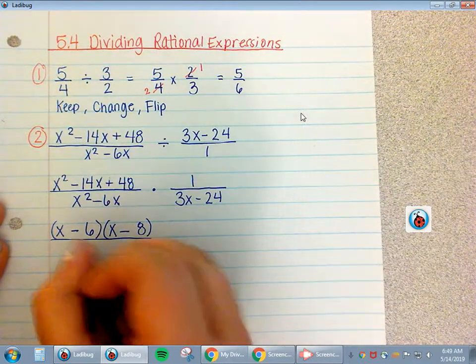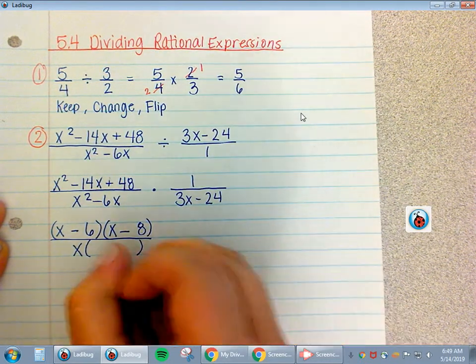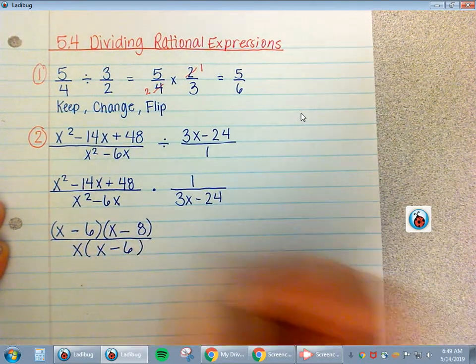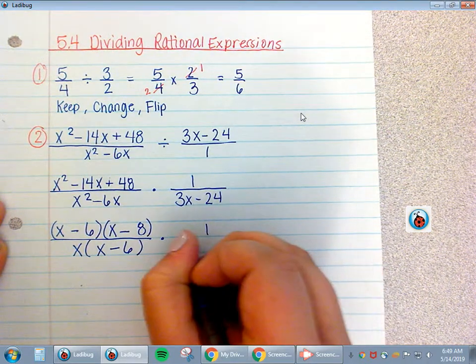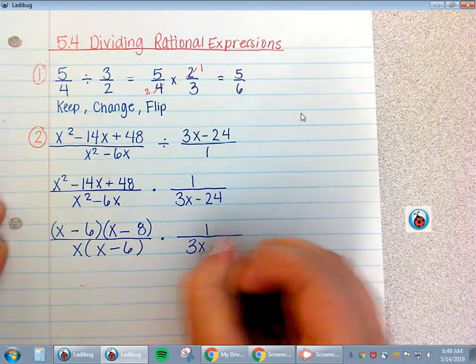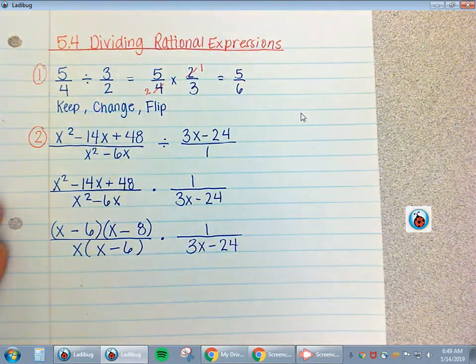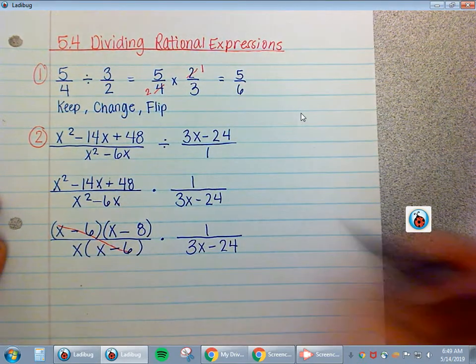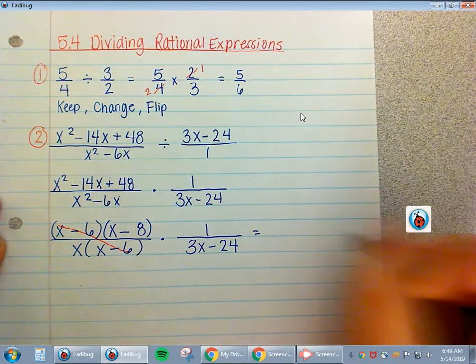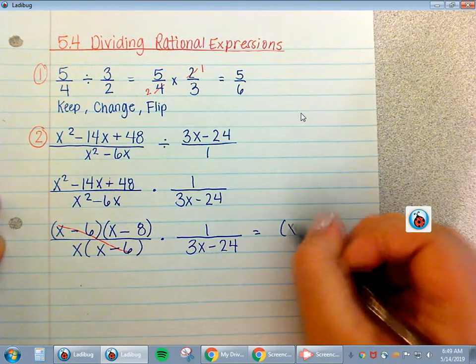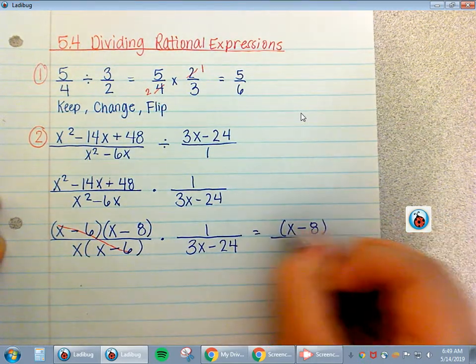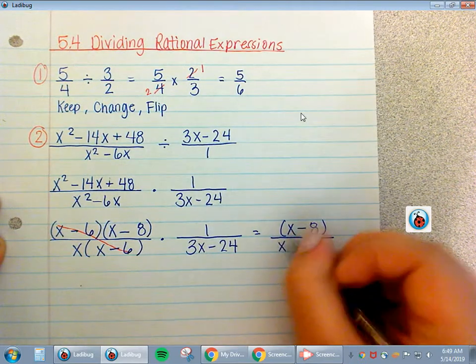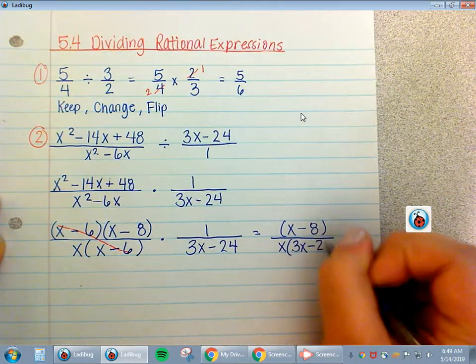On the bottom, I can pull out an x, and I'm left with an x minus 6. And then over here, we already said this one was already simplified, so I can just rewrite and look for some things to cancel. Here was my canceling. And then at the end, you can just shove everything together. So you have 1 times 8 minus x, which is just 8 minus x, over x times 3x minus 24.